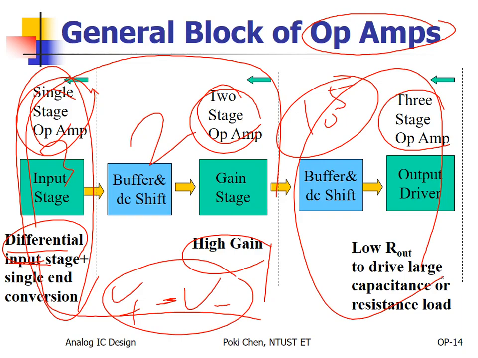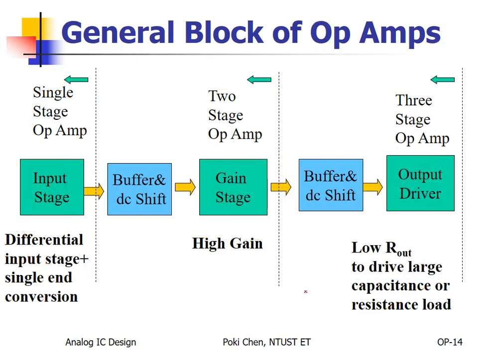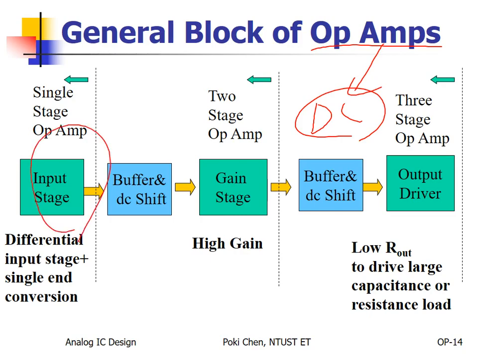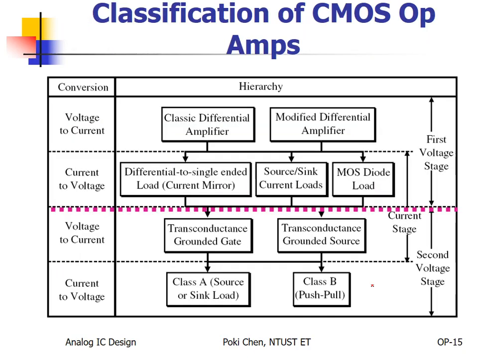And in between, as I mentioned already, we hope the op amp can operate down to DC. So no capacitive coupling can be allowed. Usually my output DC level and your input DC level are not the same. So when necessary, we need to have such a DC shifter, level shifter. The same happens between the second stage and the third stage.